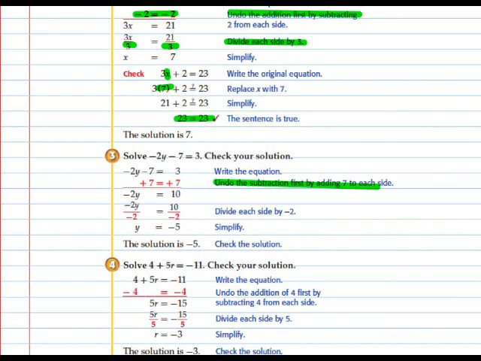Example 3, negative 2y minus 7 equals 3. I'm going to undo the subtraction this time with addition. I'm going to undo the multiplication with division, though this time I'm dividing by a negative number. The solution is y equals negative 5.